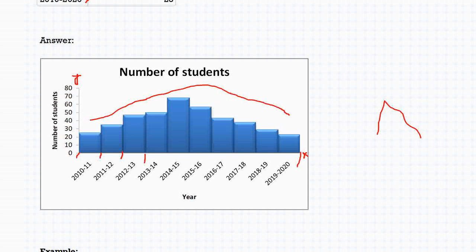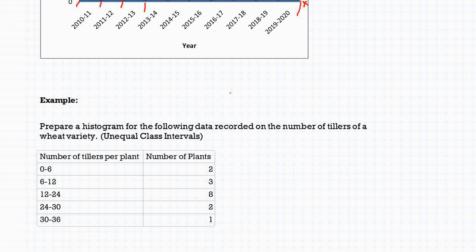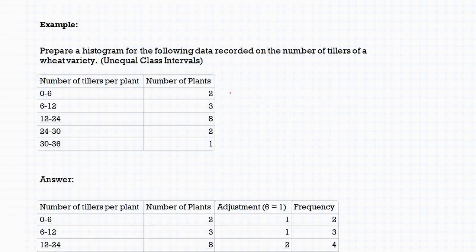Moving ahead, for unequal class intervals, we can see that the classes over here are given as 0 to 6, 6 to 12, 12 to 24, whereas it should have been 12 to 18 and 18 to 24, but it's given as 12 to 24, and 24 to 30, and 30 to 36. So you can see here, this one class does not have the class interval equal to the other classes.